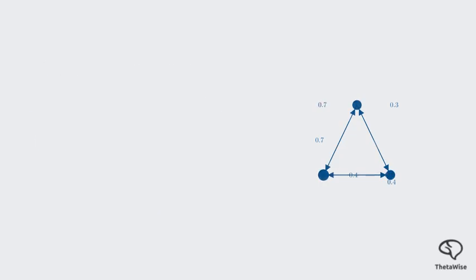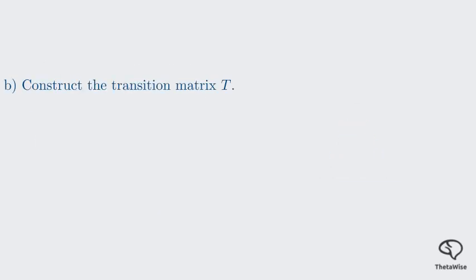Next, we need to construct the transition matrix T from this graph. The rows will be the starting stations P, Q, R, and the columns will be the finishing stations P, Q, R. Let's fill in the matrix row by row. For row P, from P, the probability to Q is 0.7 and to R is 0.3. There is no edge to P, so that's 0. For row Q, from Q, the probability to P is 0.7 and to R is 0.4.